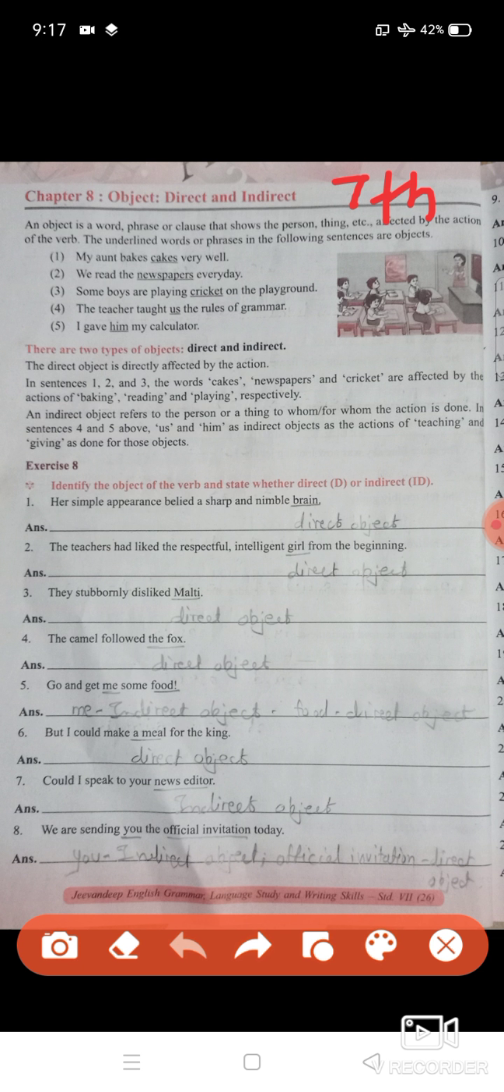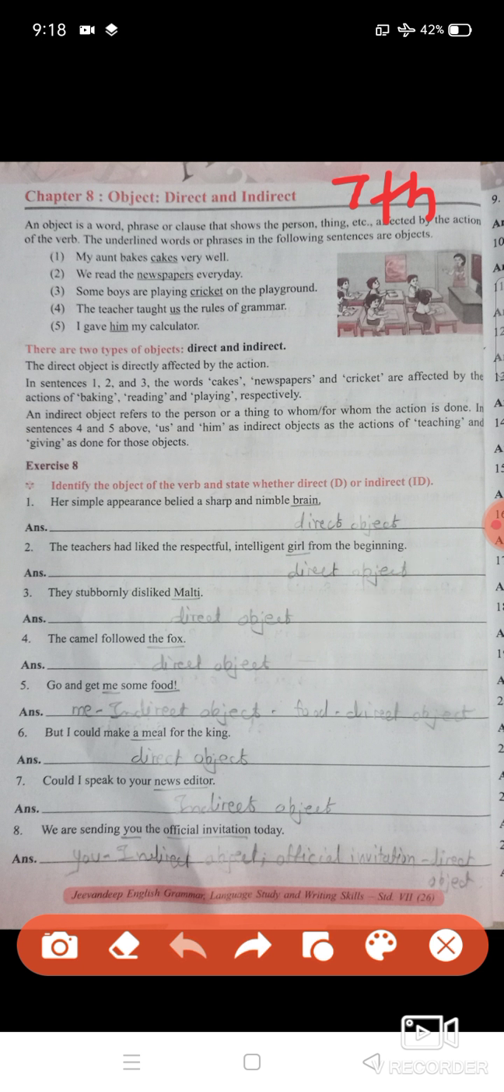Look now, these are the objects affected by the action, that we have seen till now. And for indirect, you will find a person or thing to whom or for whom the action is done. Third number, Malti, this is a direct object. The camel followed the fox, this also is a direct object. Till now we have seen direct objects, students, okay.